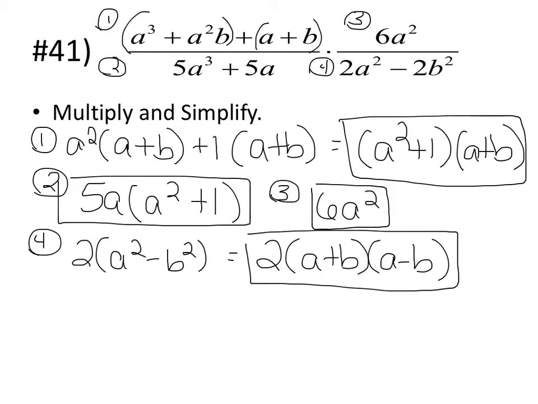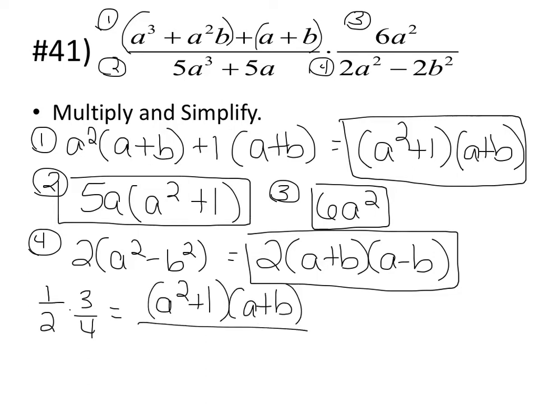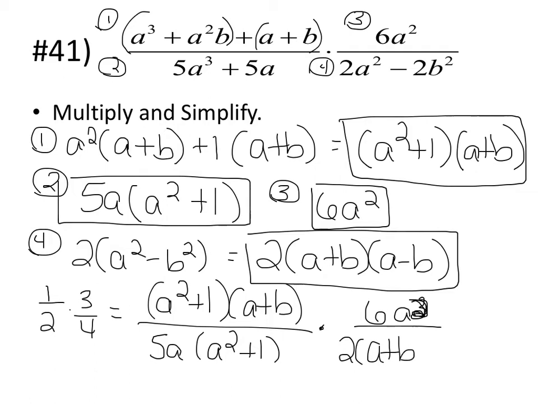So now let's write it in order. Remember, it's 1 over 2 times 3 over 4. So 1 is a squared plus 1 times a plus b, over 2, which is 5a times a squared plus 1, times 3 is 6a squared. I'm not sure why I wrote cubed. This should be squared. Sorry about that. And then 4 is 2 times a plus b times a minus b. Okay? Oops. So let's see what can cancel.